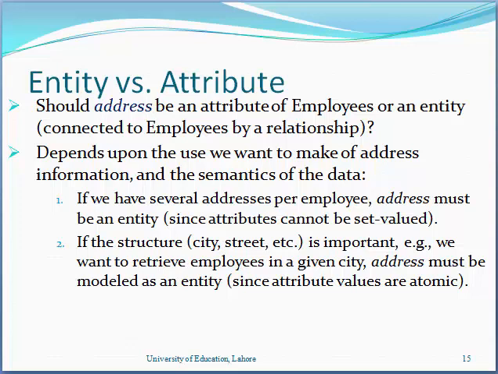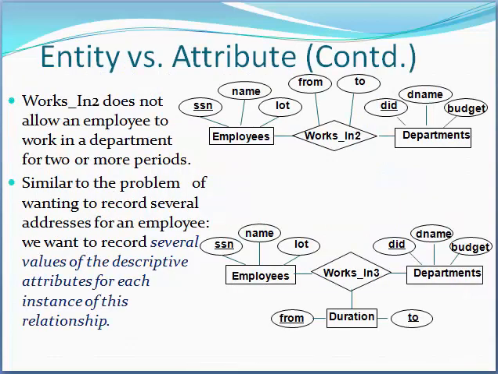Look at the slide: it depends upon the use we want to make of address information and the semantics of the data. If we have several addresses per employee, address must be an entity. I think it will be understood, since an attribute cannot be set-valued. If the structure, city, street, etc. is important, for example, we want to retrieve employees in a given city, address must be modeled as an entity. Entity versus attribute.